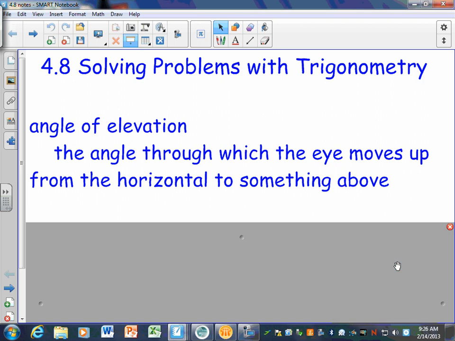Problem just goes wrong from there. So the first of them is the angle of elevation, and that's if you're standing on the ground and you're looking up at something, the angle that you're looking up at is your angle of elevation.